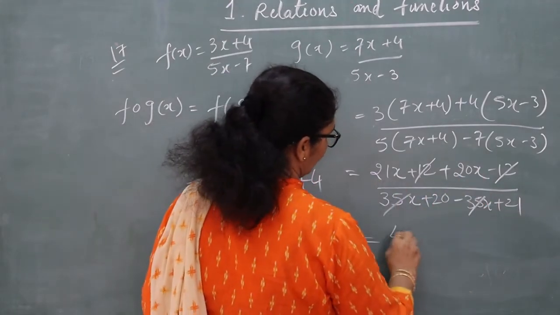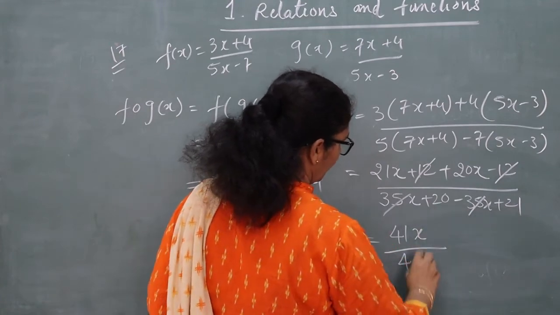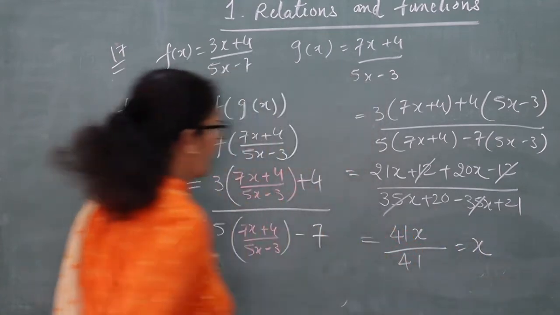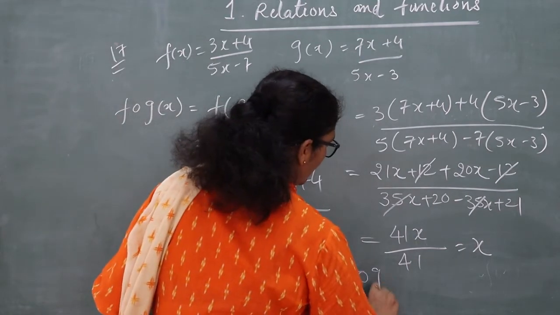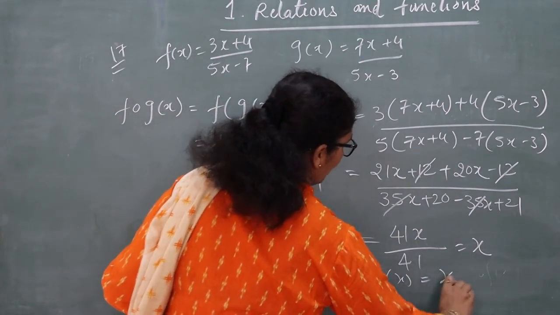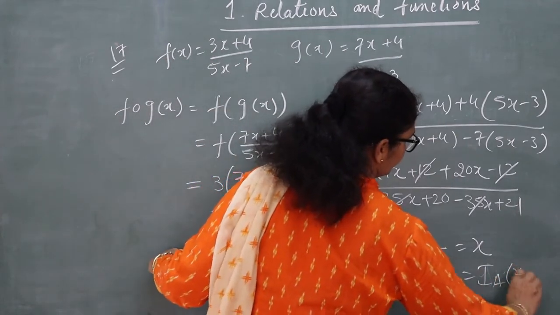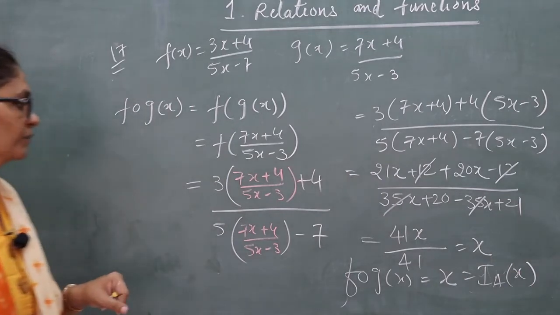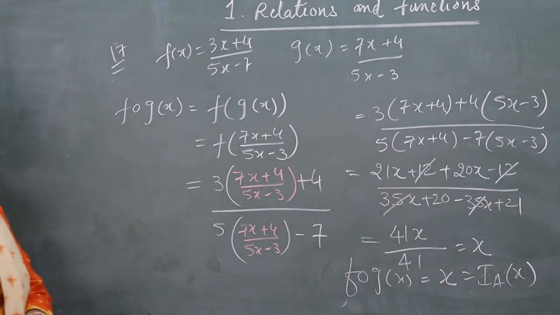21 and 20, that is 41x. Same way 21 and 20, 41. So what you get? x. It means we get (f∘g)(x) equal to x. That is called identity. Clear? So first I have shown how to find f∘g.